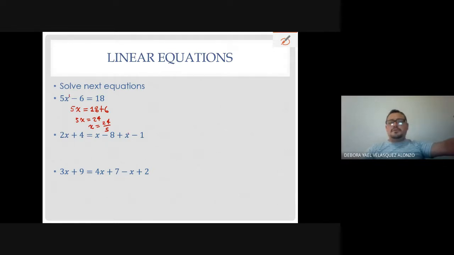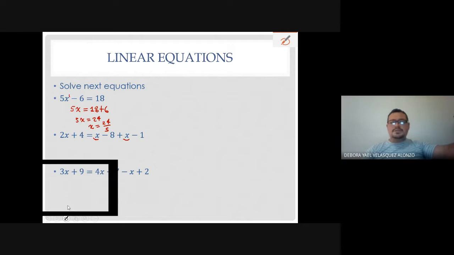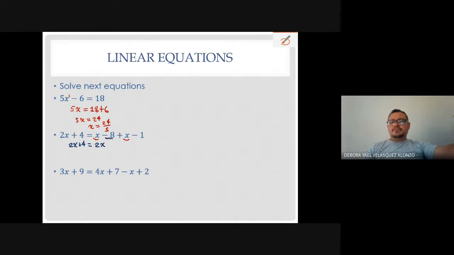How can we solve the other one? Okay, in the other one, I think that we should combine some like terms in order to see what happened with this one. This expression becomes, let's use another color, 2x plus 4 equals 2x, and here we have another like term, the negative 8 and the negative 1, 2x minus 9. Passing variables with variables and numbers with numbers, like you said, we're going to have 2x minus 2x and negative 9 minus 4.